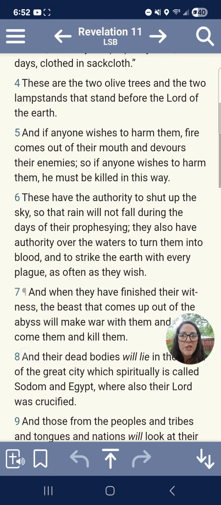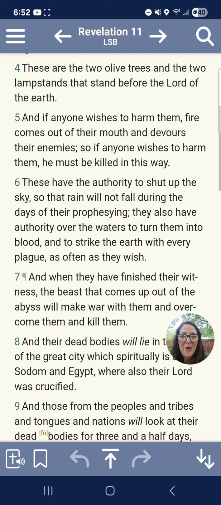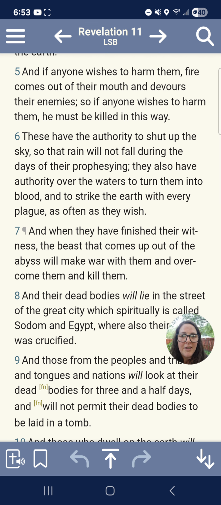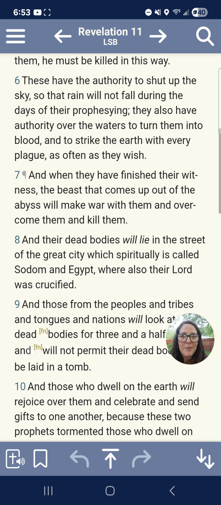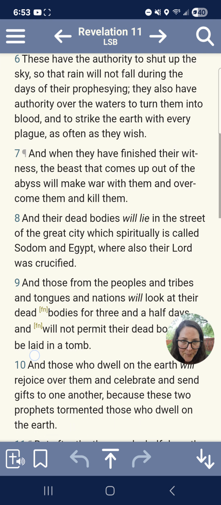These have the authority to shut up the sky so that rain will not fall during the days of their prophesying. They also have authority over the waters to turn them into blood and to strike the earth with every plague as often as they wish. And when they have finished their witness, the beast that comes out of the abyss will make war with them and overcome them." So that is in the end.